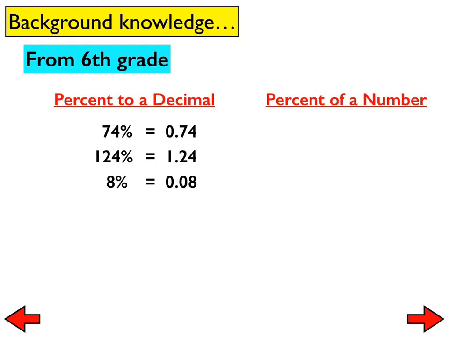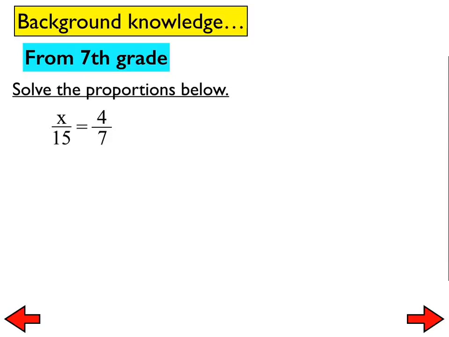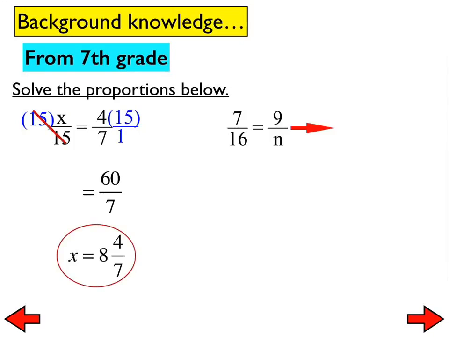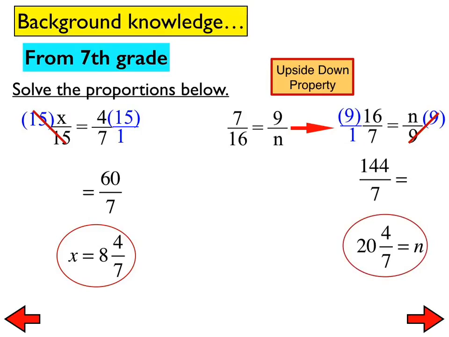Very nice. And then we learned percent of a number, so you take that percent and times the cost, so 0.62 times 120 to get your cost, and writing it as money. Then in 7th grade, we learned how to solve proportions. You can either use multipliers or upside down property, and we're all really good at this now, right? We're going to use this skill today. Everyone okay?